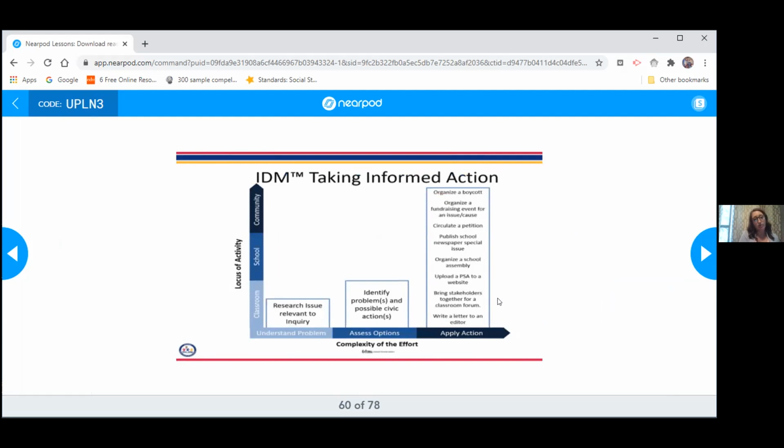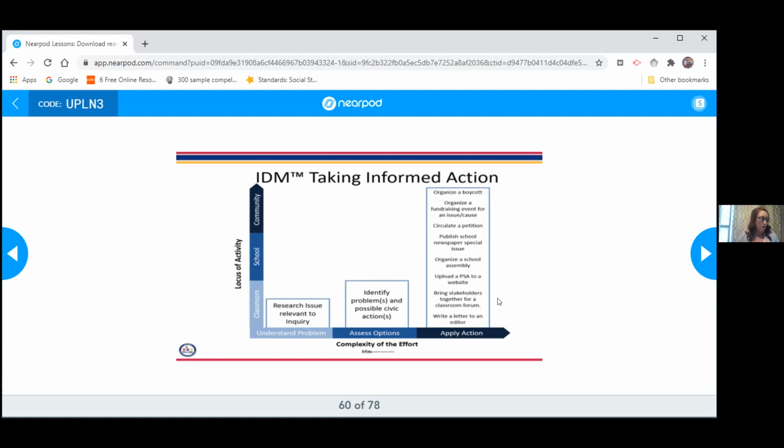And then your last element of the inquiry design model is taking informed action. So the bulk of your inquiry happens before this, but I like to think of taking informed action as: we've learned all of this, we've made an argument. So now what? Why does this matter? What should we do about this?